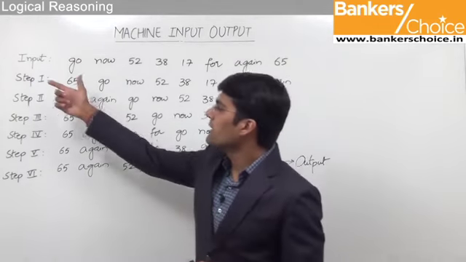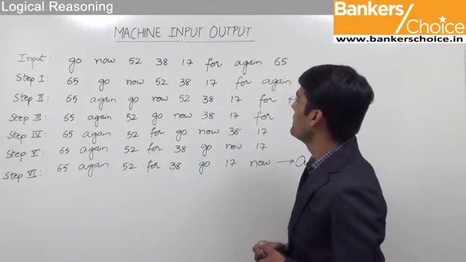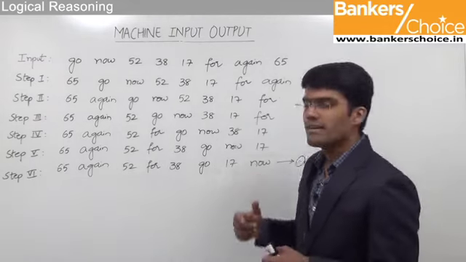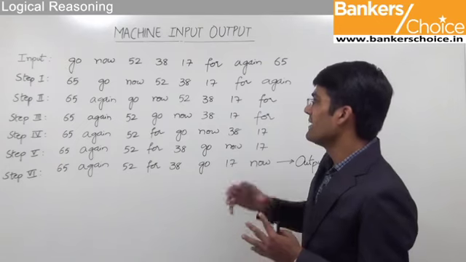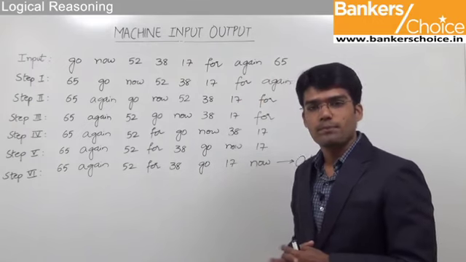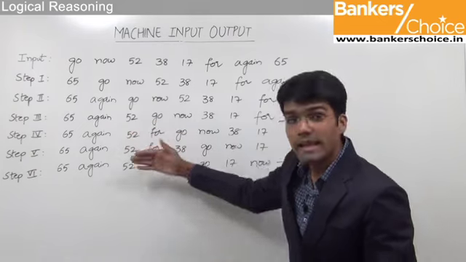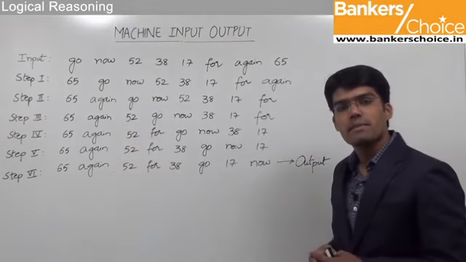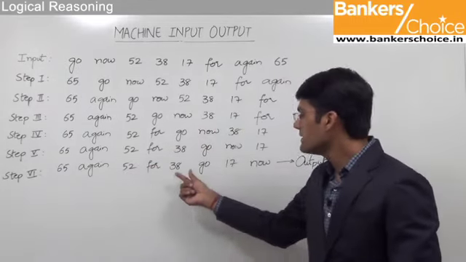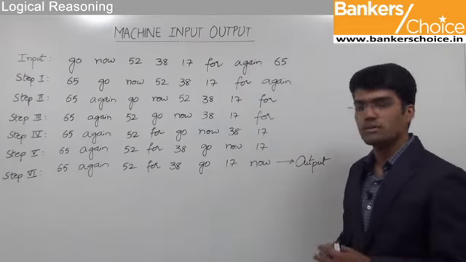If you look at this, there is an input given, that is go, now, 52, 38, 17, for, again, 65. So this input here is a combination of words and numbers. Strictly speaking, there are 4 words and 4 numbers in this input step. Now this machine arranges them in a step-by-step procedure and obtains the output as shown in step 6. That is 65, again, 52, for, 38, go, 17, now. And this is the output for the given input.